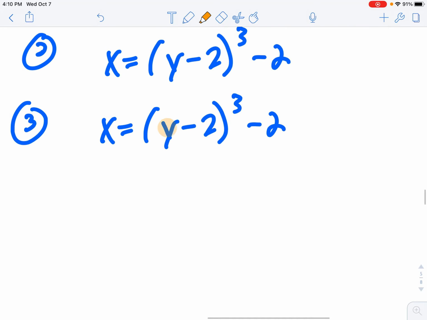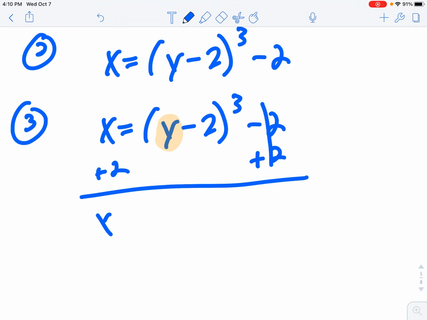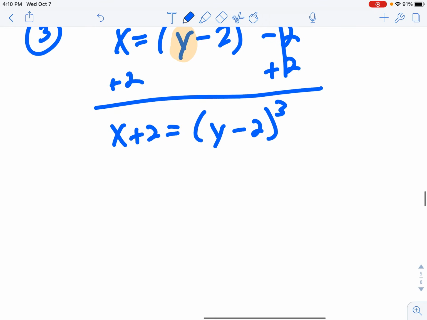Okay, I want to isolate y. Step 3 is all about isolating y. So how about I start by adding 2 to both sides, cancel that out. I get x plus 2 equals y minus 2 cubed. That's good. Now, to isolate y, I need to somehow cancel out that third power.